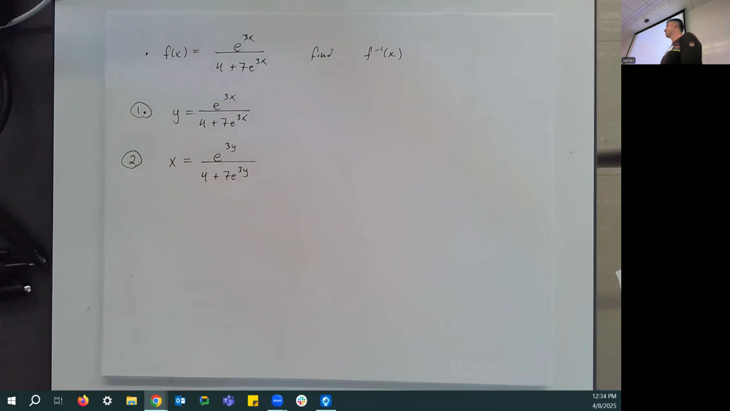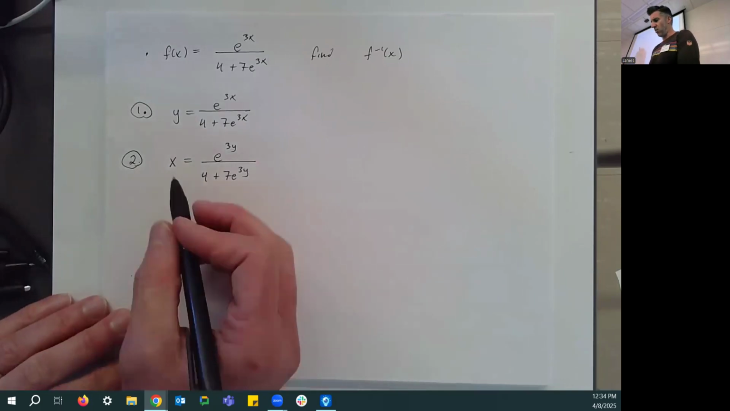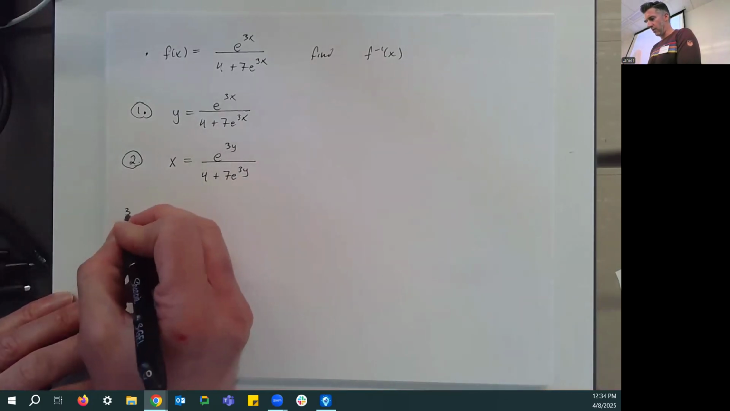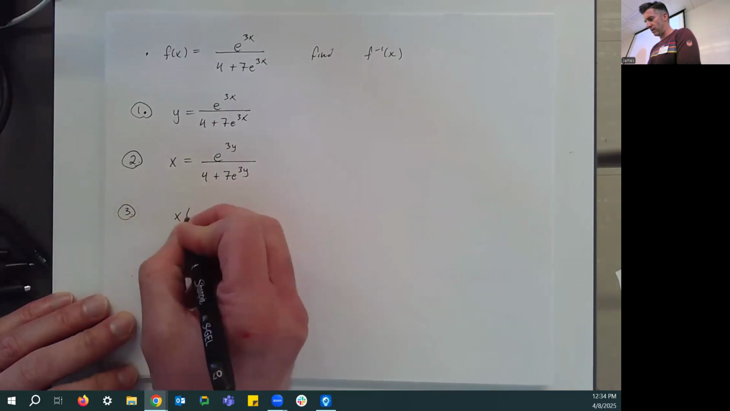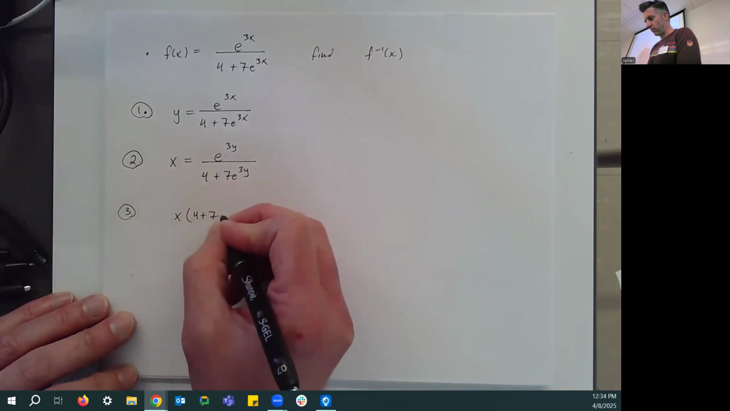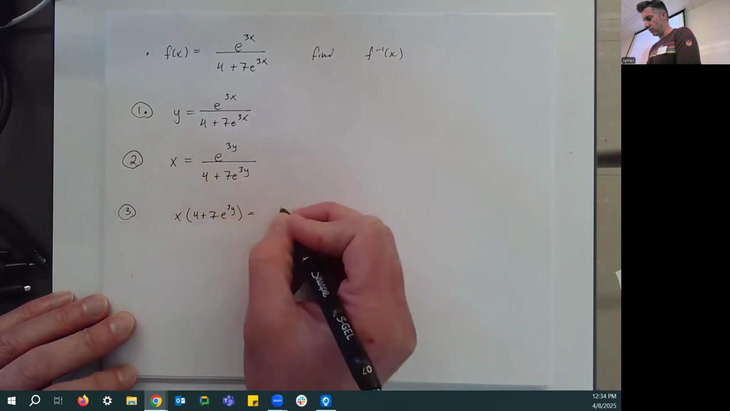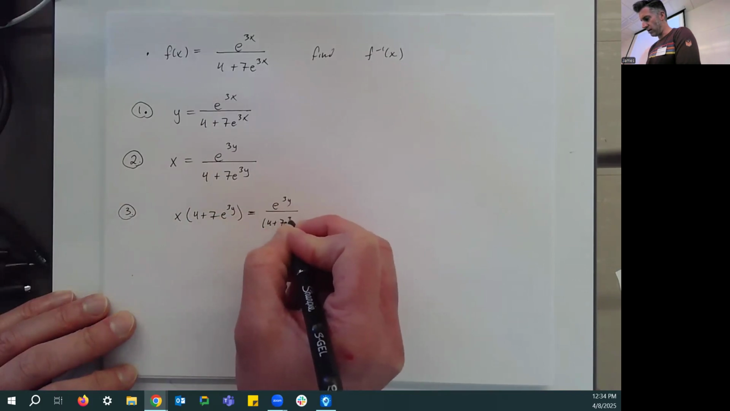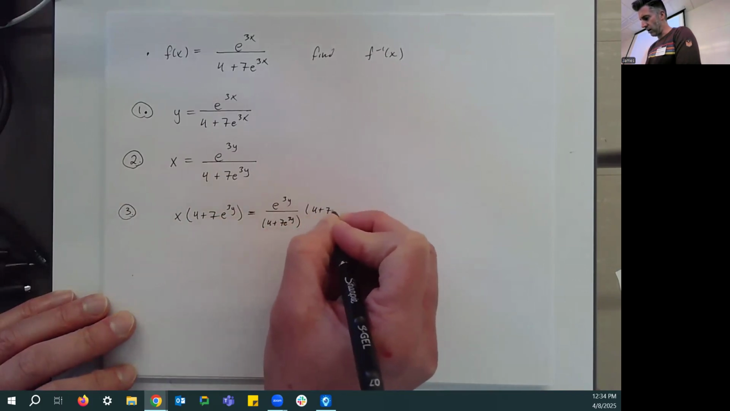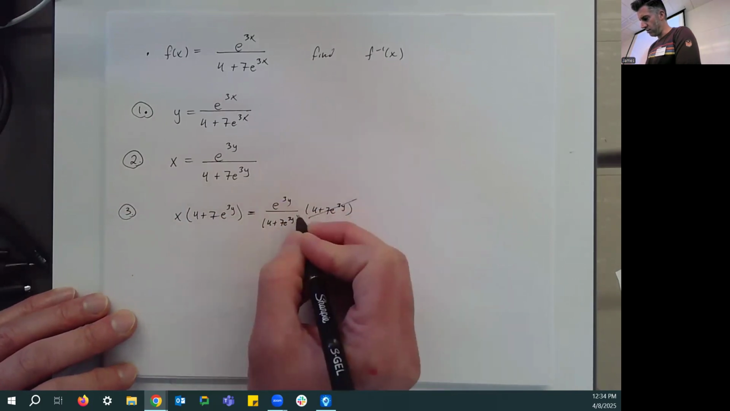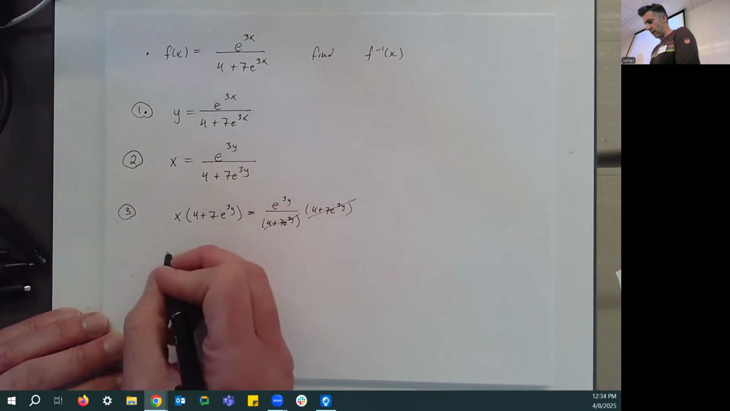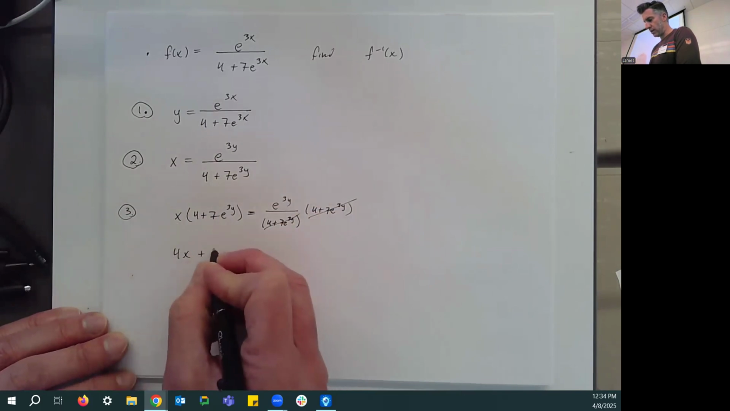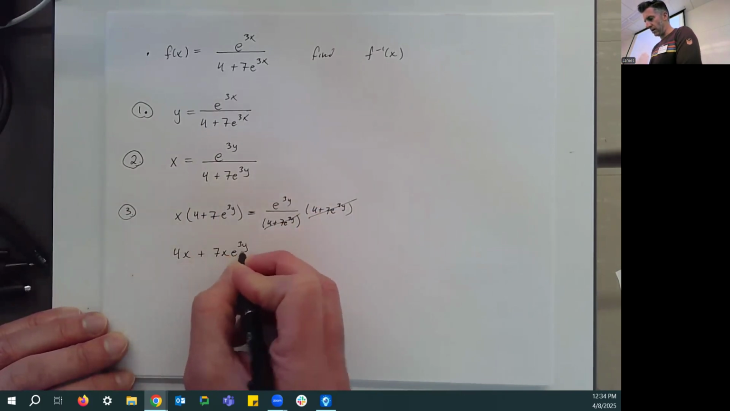And for a problem like this, what I'm going to try to do is get all the e to the 3y's on the same side before I deal with just trying to get y. So fractions are always problematic. I want to get rid of that fraction by multiplying both sides by the denominator. x times (4 plus 7e to the 3y) equals e to the 3y divided by (4 plus 7e to the 3y) times (4 plus 7e to the 3y). Those divide to 1. I distribute the x and I get 4x plus 7x e to the 3y equals e to the 3y.